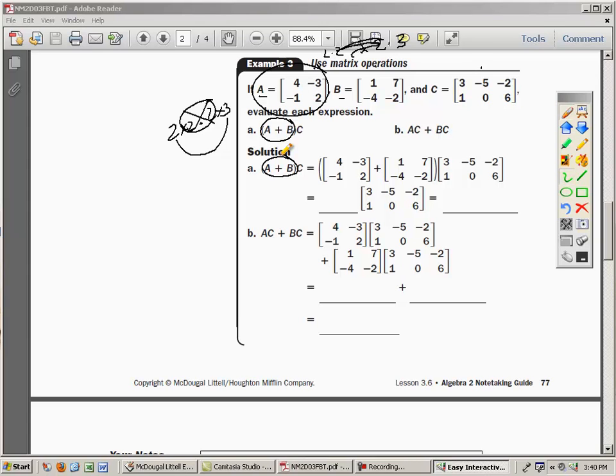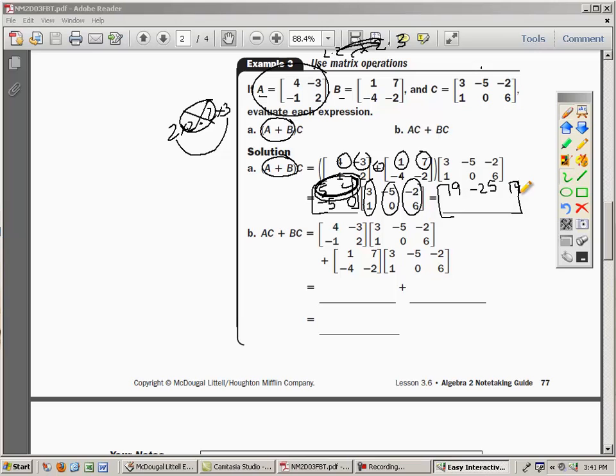So when I go to add these 2 matrices together, I'm going to do 4 and 1, and 4 plus 1. Again, we're adding, so 4 plus 1 is 5. -3 plus 7 is 4. -1 and -4 is -5, and 2 and -2 is 0. So now when we go to multiply, we're going to do row 1 by column 1. 5 times 3 is 15, 4 times 1 is 4, and so that becomes 19. When I go to do row 1 by column 2, this is 5 times -5, which is -25, and then 4 times 0 is simply 0, so it's -25. 5 times -2 is -10. 4 times 6 is 24. -10 and +24 is 14.